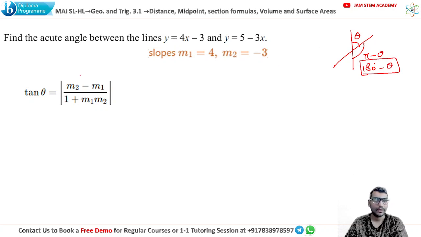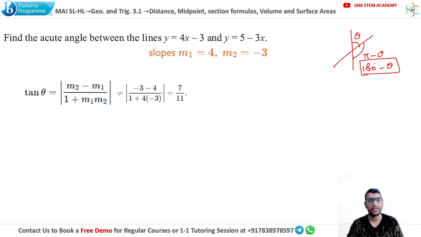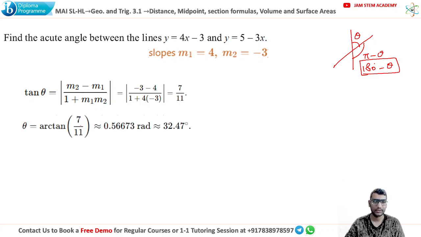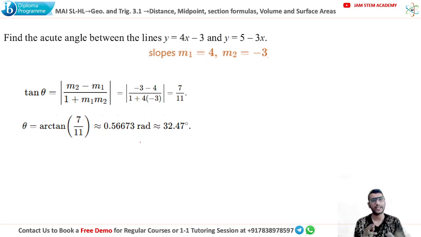So I'm taking the modulus, that will give me the acute angle directly. Plug in these values, and you can use your calculator also. We got tan theta is equal to 7 by 11. So theta comes out as tan inverse of 7 by 11, or we also call it arctangent of 7 by 11. Plug this value into your calculator, GDC, and you will get your answer in either radians or degrees. You can check whether your calculator is set to give you radian or degree measurement. You can change it anytime.